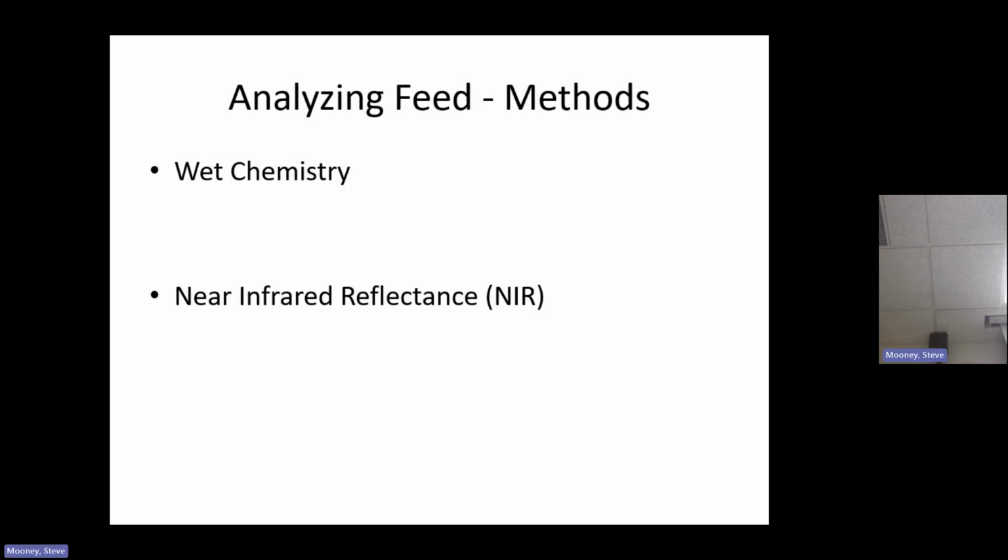We'll also do near infrared reflectance, NIR. This is traditionally less accurate. This is a whole lot faster. And sometimes we want speed. Sometimes we have to have accuracy, depending on what we're dealing with.